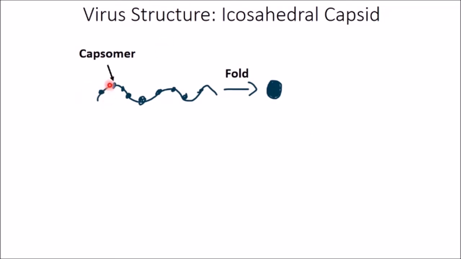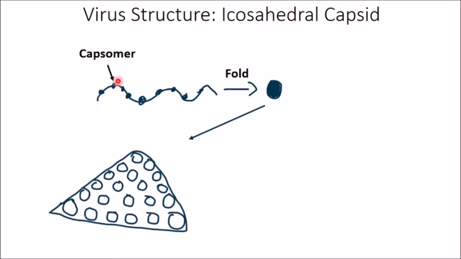So this is the capsomer, this little dot here. And this is the string of amino acids. We can fold that up into just a globular protein, like so. This is just a globular protein like you've always seen before. Maybe more than one of these can come together to form what's then called a triangle. It's a triangle with a bunch of capsomers.